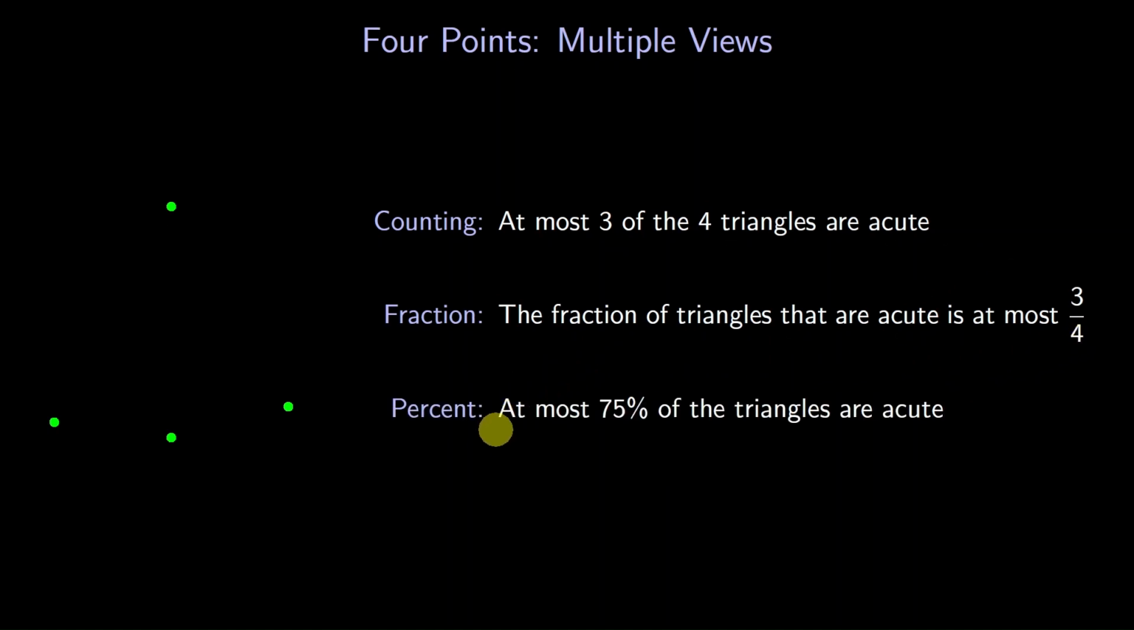At most 75% of the triangles are acute. In the original problem, we wanted to show at most 70%, but remember the original problem had 100 points, not 4 points. These are 3 ways of saying the same thing. We'll find it helpful to say it in one more way.